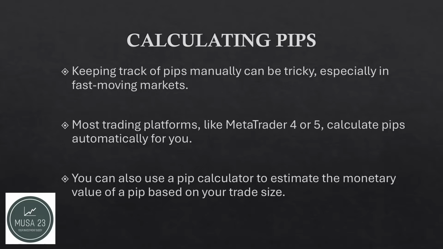Keeping track of pips manually can be very tricky. That is why a lot of trading platforms like MT4, MT5 calculate pips for you automatically. There are also a lot of apps that can help you to estimate the monetary value of the pips based on a trading size.